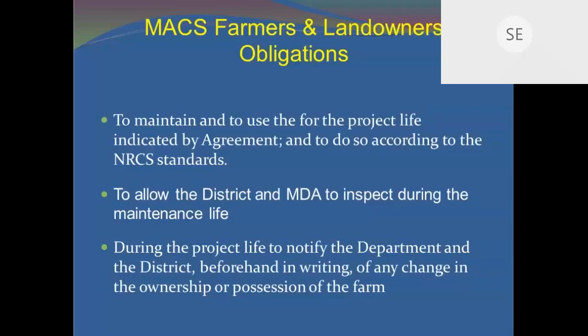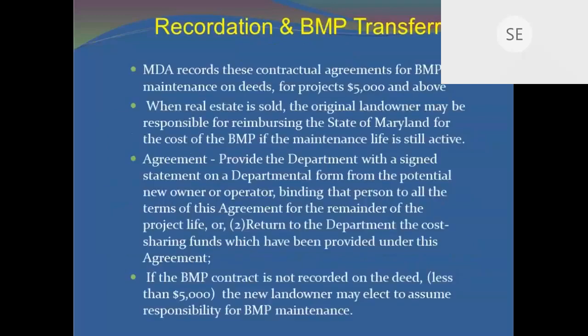During the life, the agreement requires that you notify the department beforehand in writing of any change of ownership or possession of the farm. In other words, if the farm's going to change hands, we like to know ahead of time that it is being sold so that we can transfer the practice from the old landowner to the new landowner. How we go about doing that, we require a recordation, which is basically a lien placed on a property.